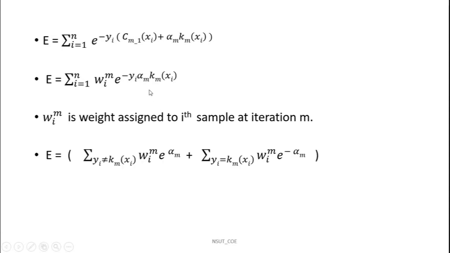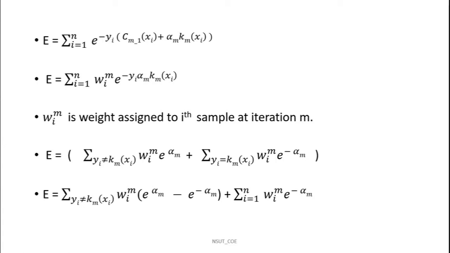Now, when yi is equal to km xi, then this term will be reduced to Wim e raised to the power minus alpha m. We can see this term here. Similarly, when yi is not equal to km xi, that is, the classification given by the selected weak classifier is not correct, then we get this term Wim e raised to the power alpha m. On further simplifying this equation, we get this equation.